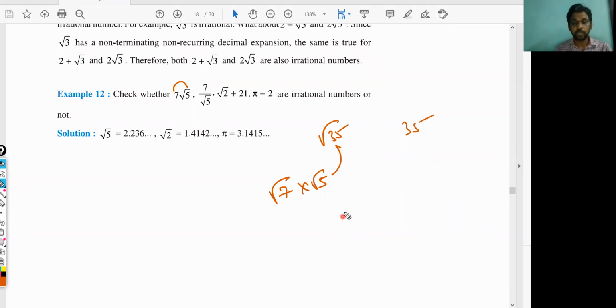You can multiply two rational numbers, right? So if you have 2 root 7 multiplied by 3 root 5, you can multiply the two rational numbers here: 2 into 3 is 6. Root 7 into root 5 is root 35, for example, right? So this process is allowed.